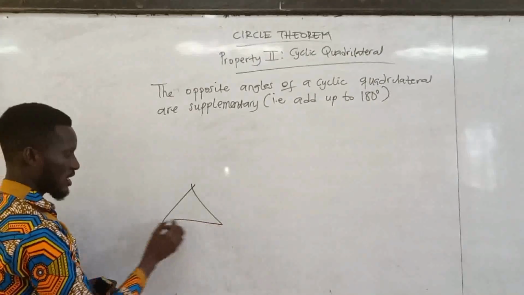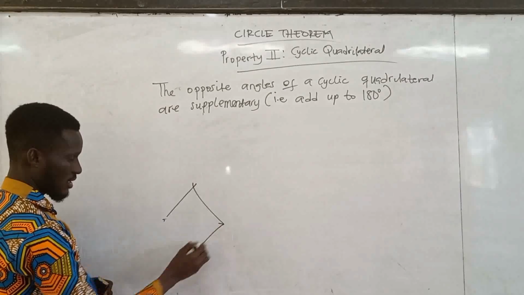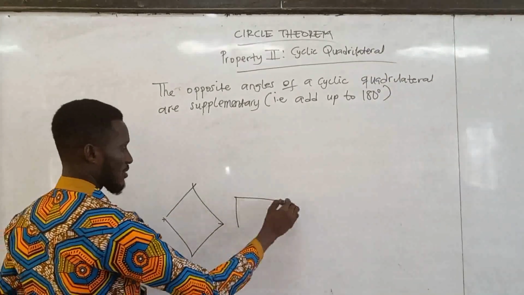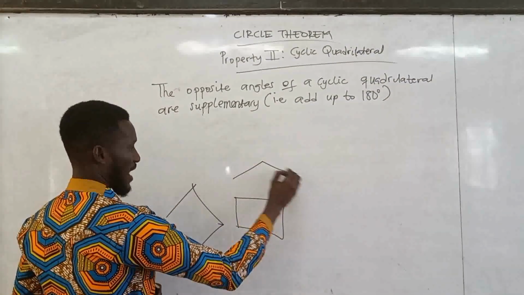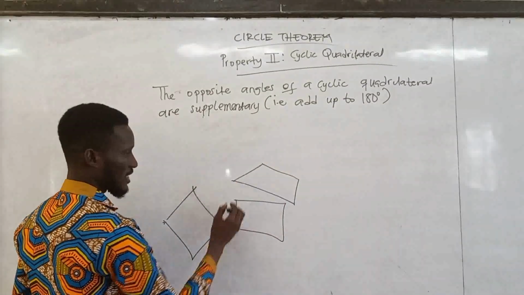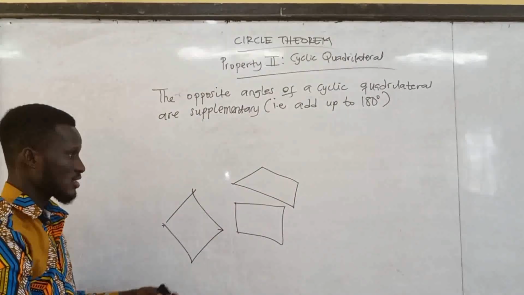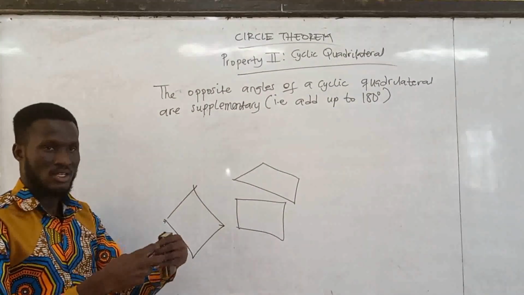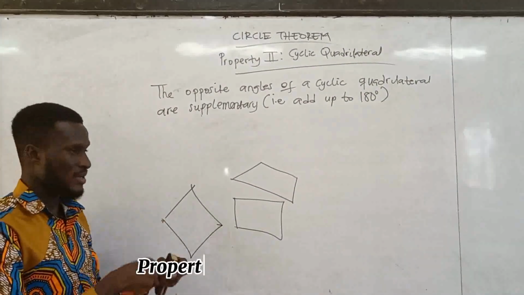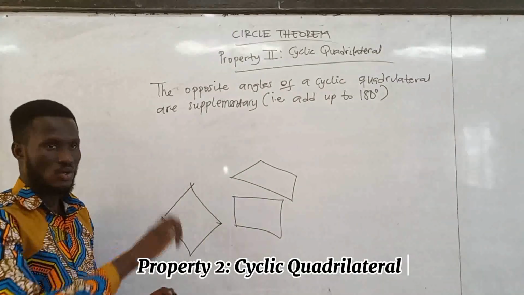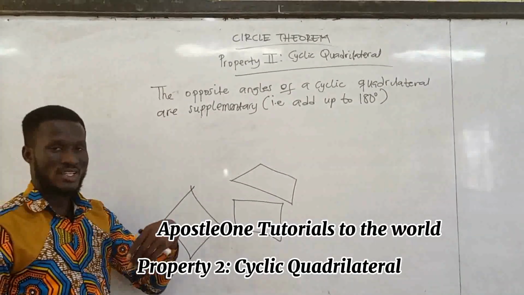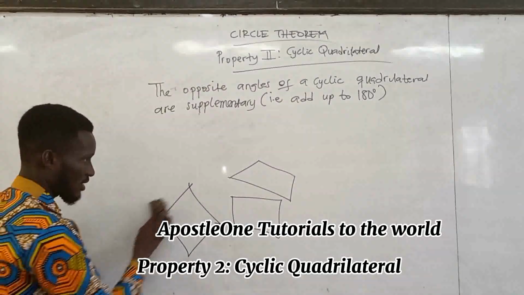This one is a quadrilateral. This one is a quadrilateral. A quadrilateral can be like this, can be like this, like any shape. It's supposed to be bounded with four sides. So when a quadrilateral is inscribed in a circle, we call it a cyclic quadrilateral. When a quadrilateral is inside a circle, we call it a cyclic quadrilateral.